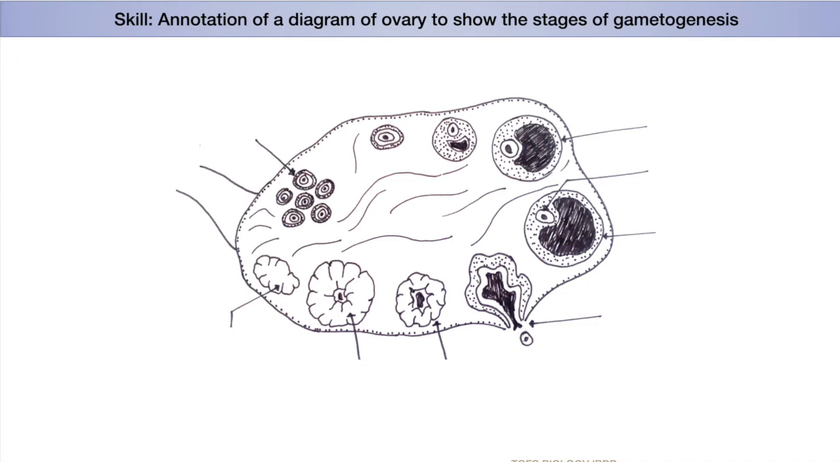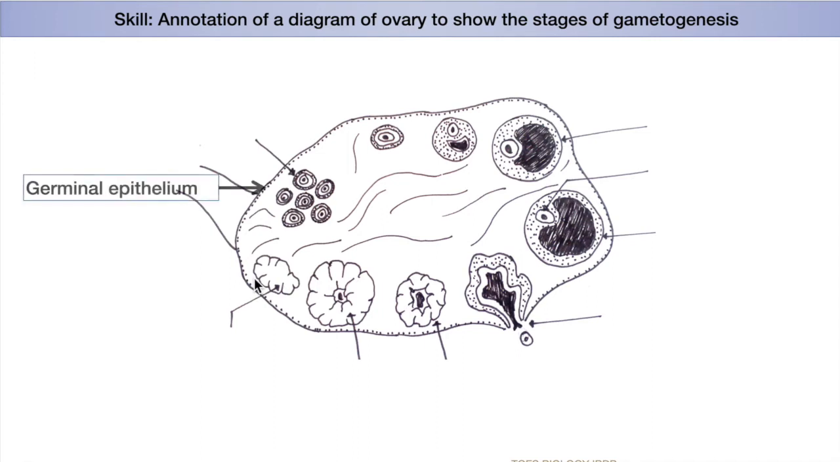Next, we're going to see the second part of the skill, that is annotating the diagram of the ovary to show the stages of gametogenesis. Here you can see the section of the ovary which shows different structures towards the peripheral region, and at the center there is a tissue mass with the blood vessels and nerves.